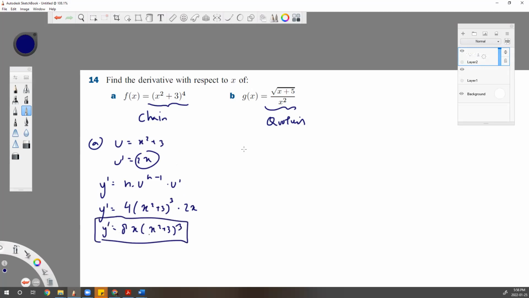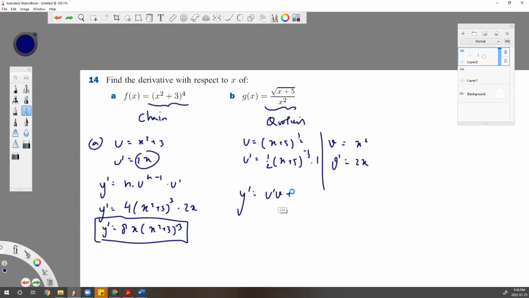Okay, that's it. And then the quotient rule: u equals (x plus 5) to the power half, and v equals x squared. u'(x) will equal half times (x plus 5) to the power negative half. This is a chain rule, but you multiply by 1, the inside. And then v'(x) will be 2x, and put in the formula: (u'v minus uv') over v squared. That's it. And I think you can do the rest.